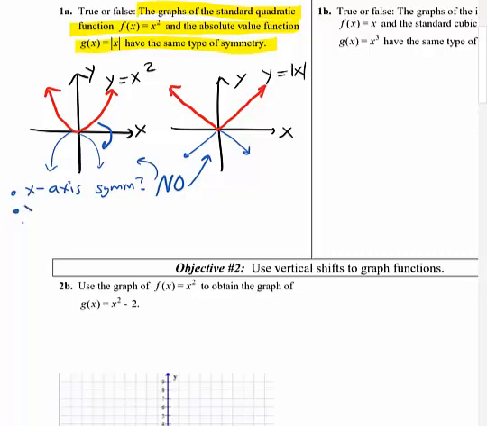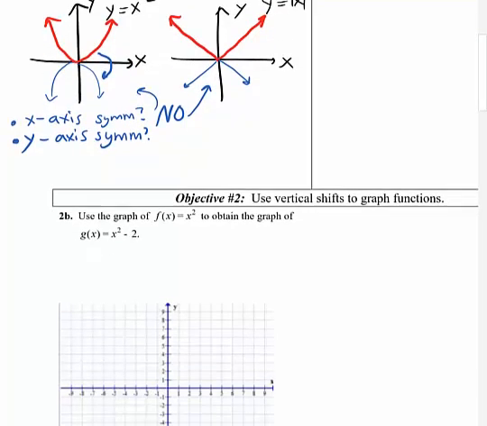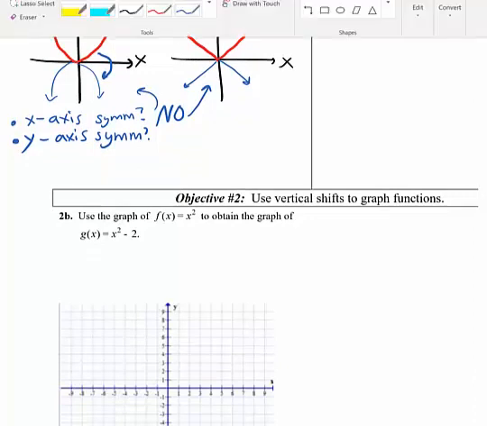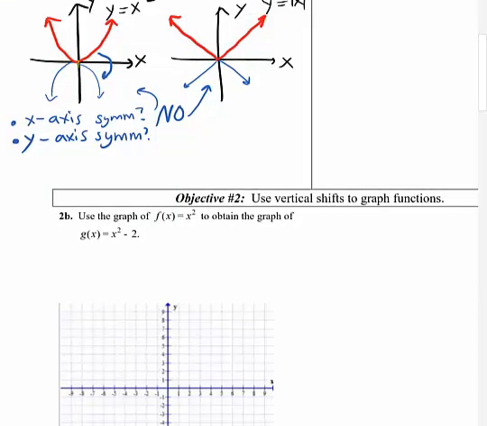Let's see about y-axis symmetry. That would mean that the left side of the y-axis and the right side of the y-axis are perfect mirror images of each other. So if I were to take, for example, this left side and reflect it, that would be a perfect mirror image on the right side. Same thing with the absolute value graph. So I think they both do have y-axis symmetry, so I'm going to say yes, and that goes for both of those.